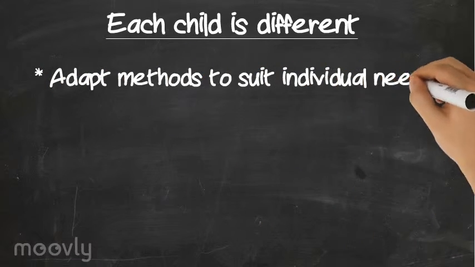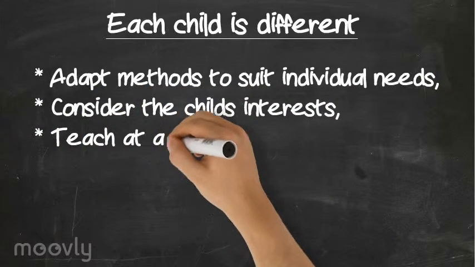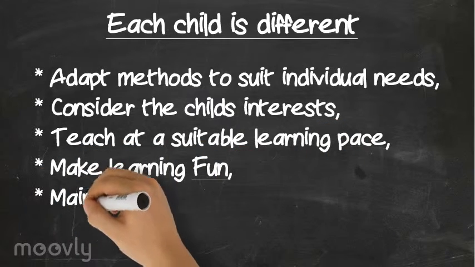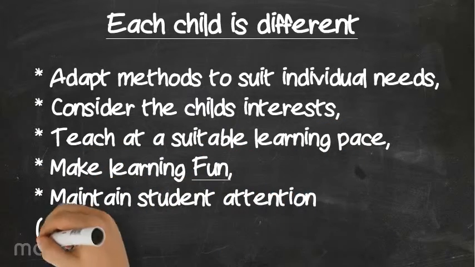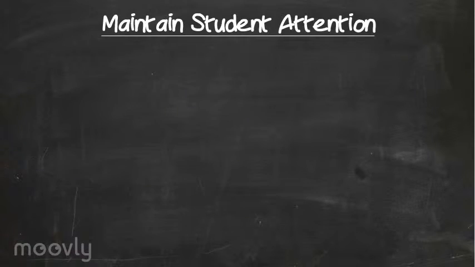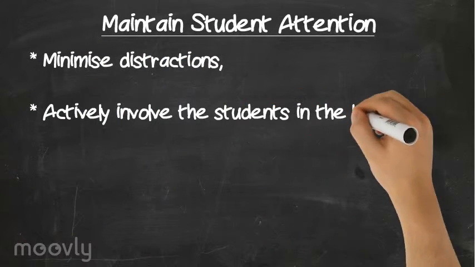Teaching practices need to be adapted to cater for individual needs of the students. By incorporating the child's interest into the learning process, teaching at a pace the child is comfortable with, and using fun and enjoyable activities, this can be achieved. Many distractions exist in the classroom. Lessons need to attract and maintain the students' attention. An effective way of doing this is to involve the students in the lesson.